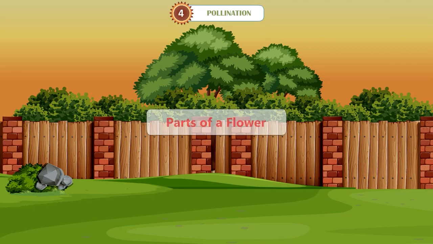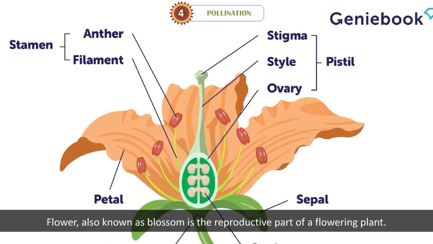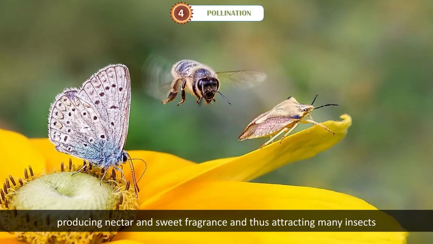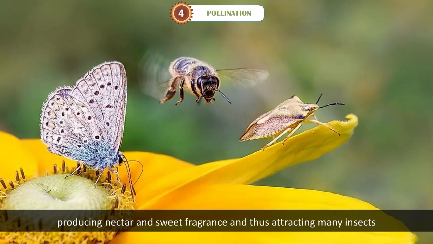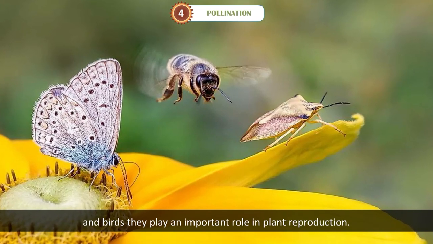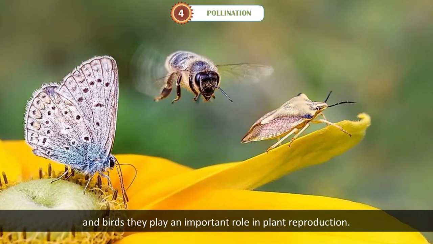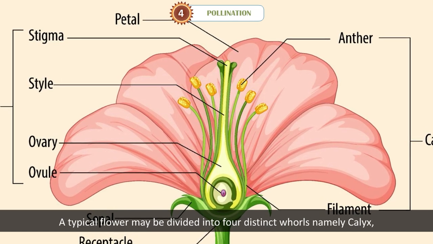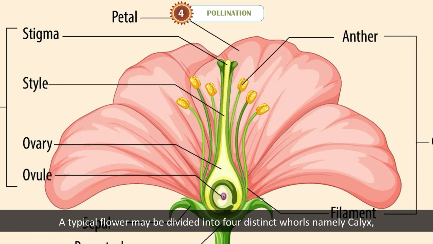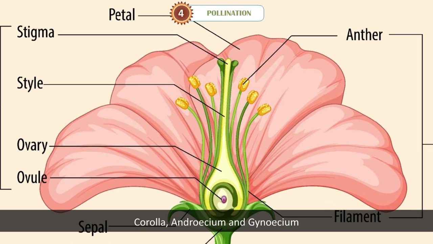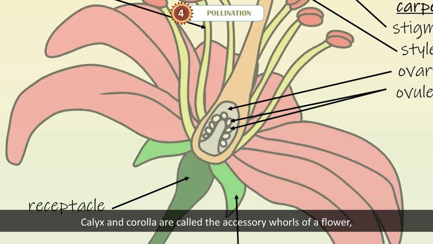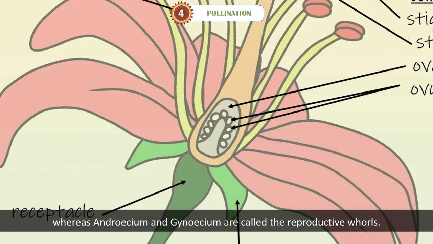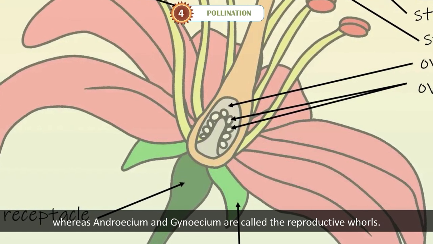Parts of a flower. Flower, also known as blossom, is the reproductive part of a flowering plant. In addition to being vibrantly colored, producing nectar and sweet fragrance, and thus attracting many insects and birds, they play an important role in plant reproduction. Let us study the different parts of a flower in detail. A typical flower may be divided into four distinct whorls, namely calyx, corolla, androecium, and gynoecium. Calyx and corolla are called the accessory whorls of a flower, whereas androecium and gynoecium are called the reproductive whorls.